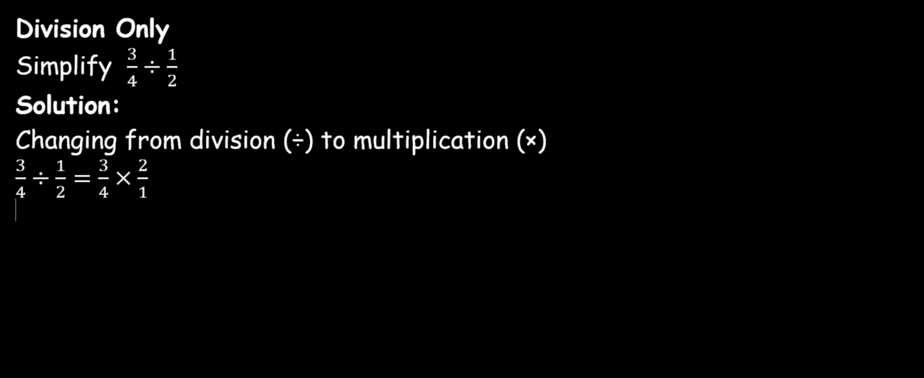Next step is to reduce to the lowest term. 2 we cancel out with 4 and our result will now be 3 over 2. And that is the same as 1 whole number 1 over 2.